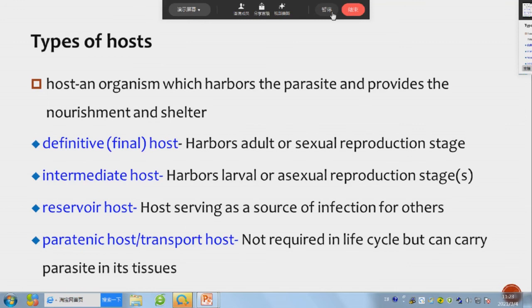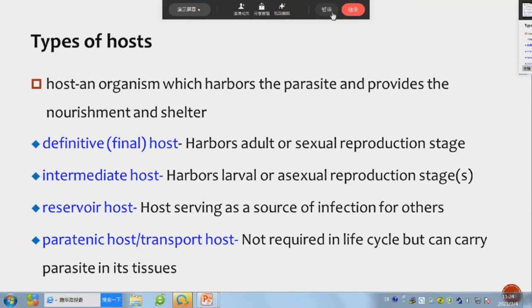These types of unsuitable host, we call the planktonic host or the transport host. So there are no changes. As an example, if this planktonic host was infected by 10 larvae, then the 10 larvae are still living as 10 larvae in this host. The number is not changed. Maybe the size will be different, but the morphology and the stage are unchanged. So these types of hosts, we call the planktonic host or transport host.